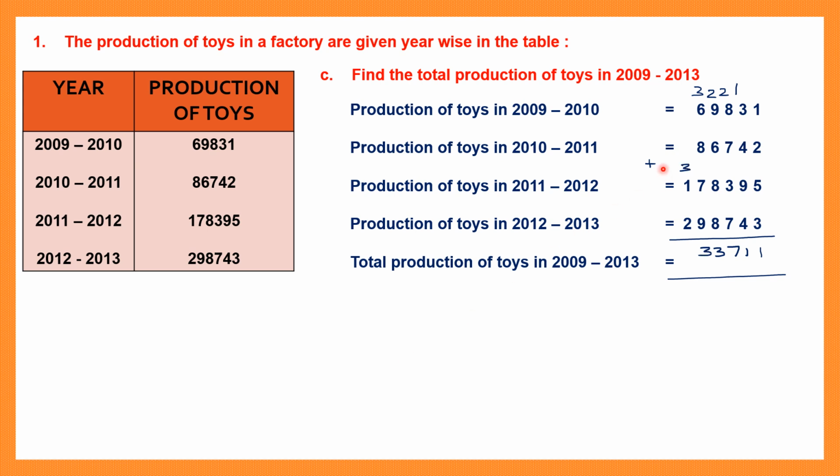So here 3 plus 1 is 4. 4 plus 2 is 6. So we have this number. Let's place our commas. We have a comma here and a comma here. So what do we have? 6,33,711 toys were produced from 2009 to 2013. So that's our answer. Total production of toys, that is 6,33,711. This is our answer.